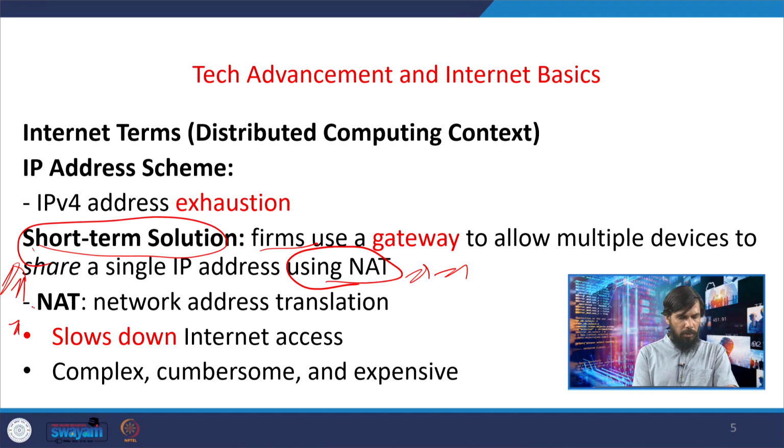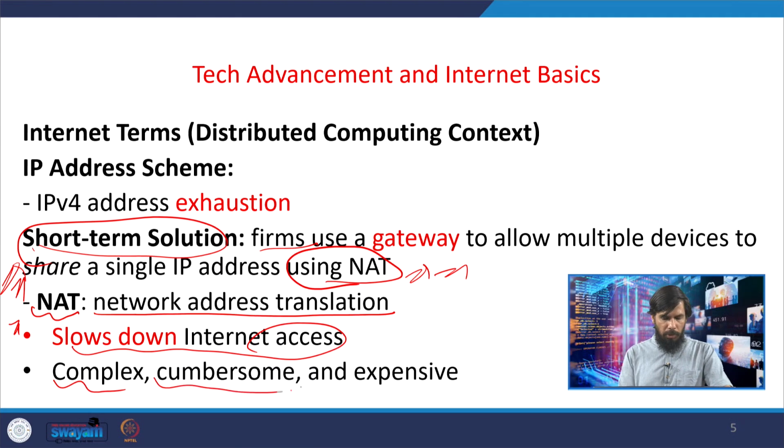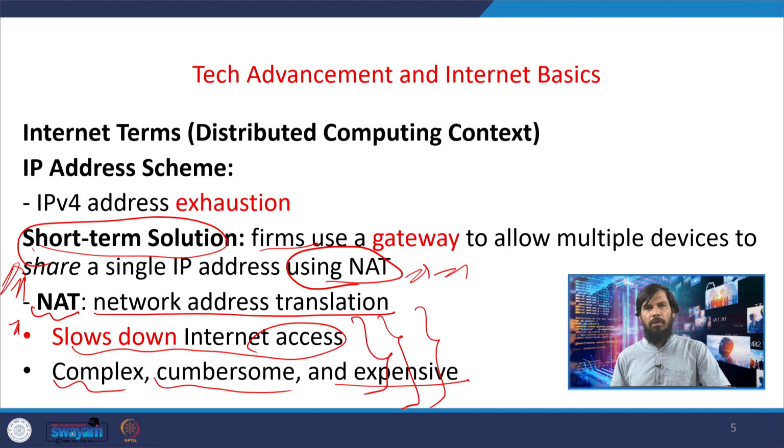Now, what is NAT? NAT is network address translation, right. So, it slows down the internet access, but then it addresses the problem of IPv4 address drought. This is complex, cumbersome and expensive also. For that, organizations, firms will have to pay extra, or spend extra rather, to manage the gateway and implement NAT, and there would be expenses for this, devices, networking, and the cost of labor and all that.